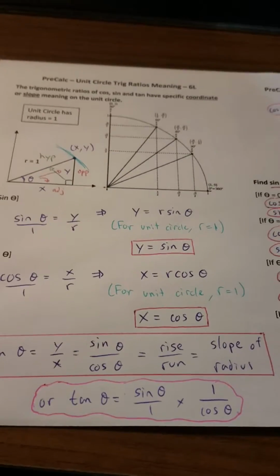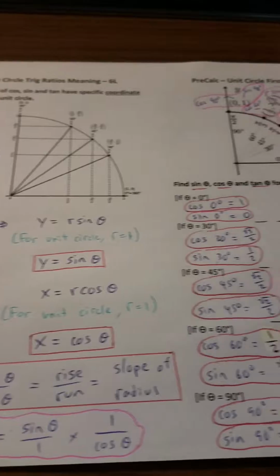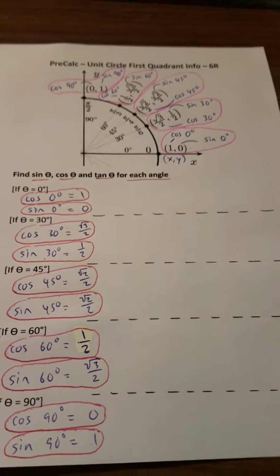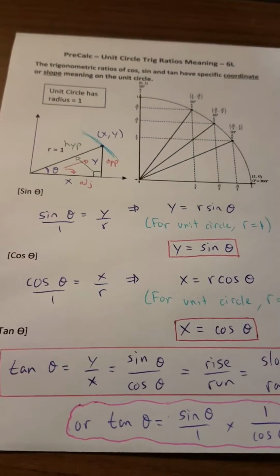Okay, so on this video I'm gonna go over the half sheet here. This is 6L6R, I think, number 6 on the website. So this side here I'm gonna finish off as a video, and then this is the first part of it.